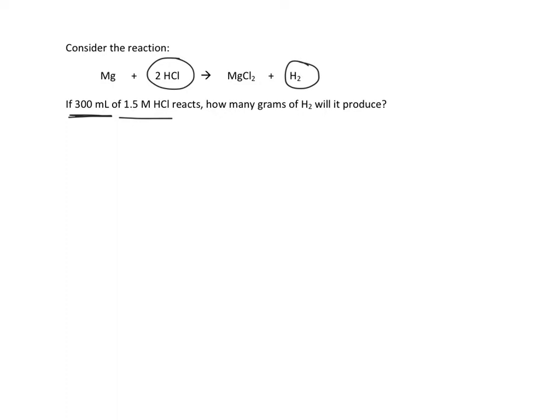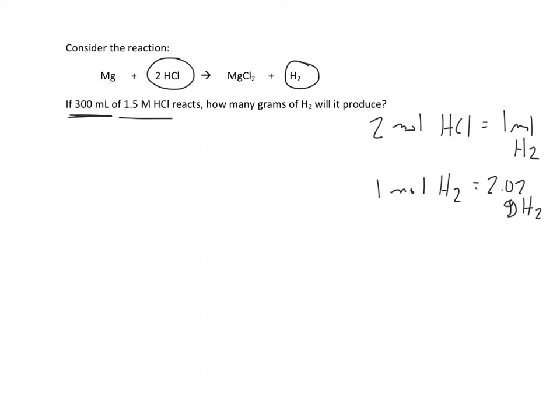Just like before, we're going to want the connection between HCl and H2. So we're going to want to know that 2 moles of HCl will produce 1 mole of H2. And since we're going to want grams of H2, we're going to need to know that 1 mole of H2 has a mass of 2.02 grams. But we don't need the molar mass of HCl because they're not giving us the mass of HCl.